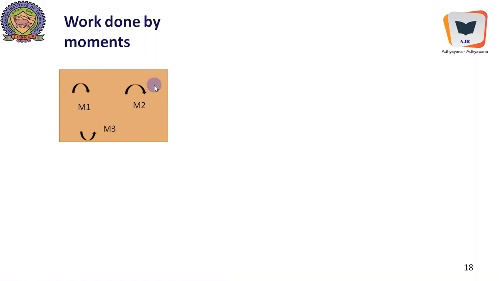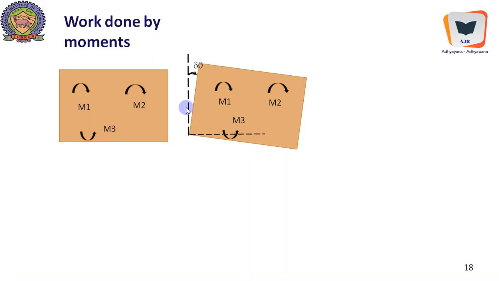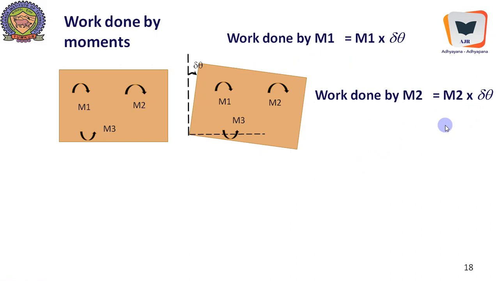Let us consider a plane which is subjected to M1 clockwise, M2 clockwise, M3 anticlockwise. Let us also assume that the net rotation is a small positive rotation, del theta. M1 does positive work because M1 is clockwise positive and del theta is also clockwise positive. So work done by M1 is M1 into del theta. Work done by M2 is M2 into del theta. While M3 is anticlockwise, therefore the moment becomes negative, it is minus M3 into del theta.